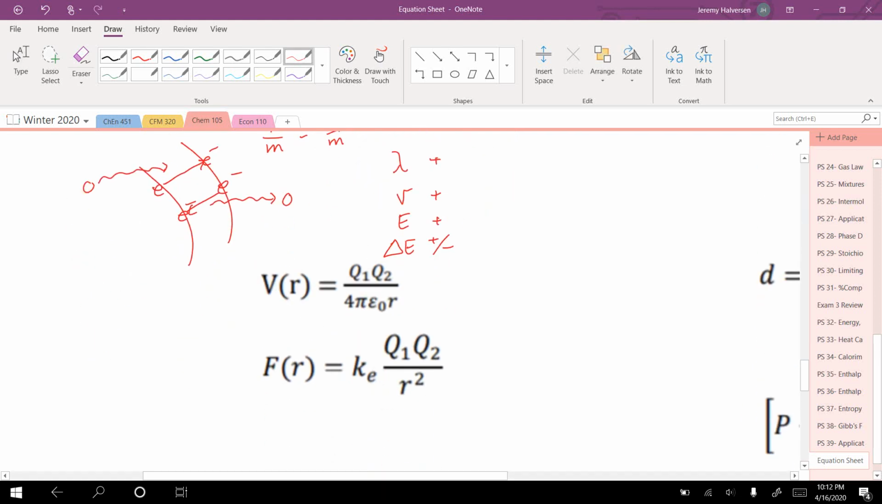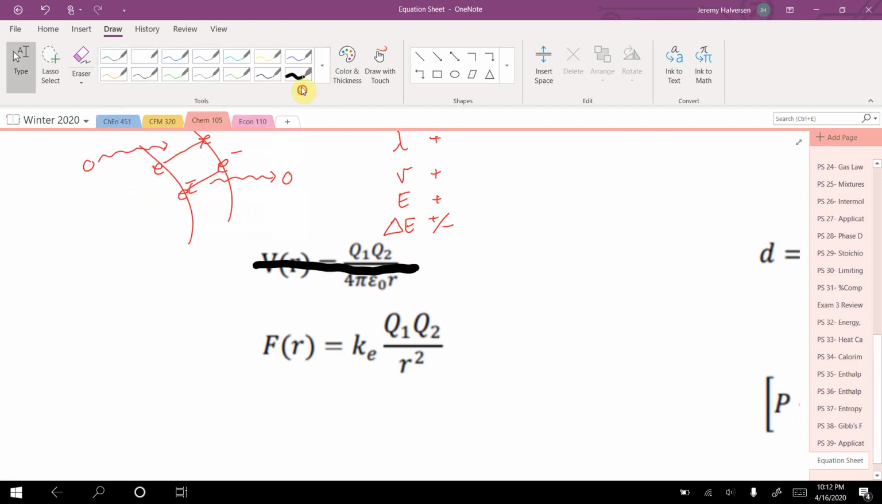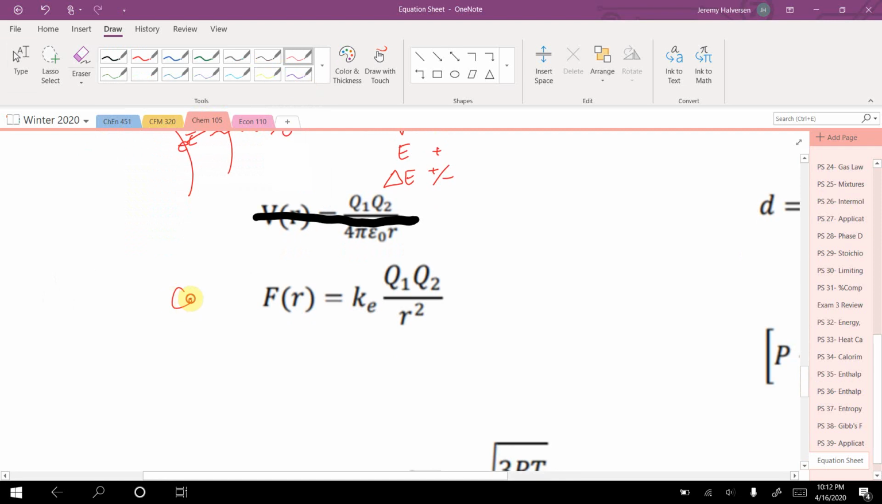All right, that brings us to this guy. You did not ever use this one, so don't worry about it. This is Coulomb's law. Coulomb's law says that the force of attraction between two things is proportional, or I guess in this case is equal to this value.